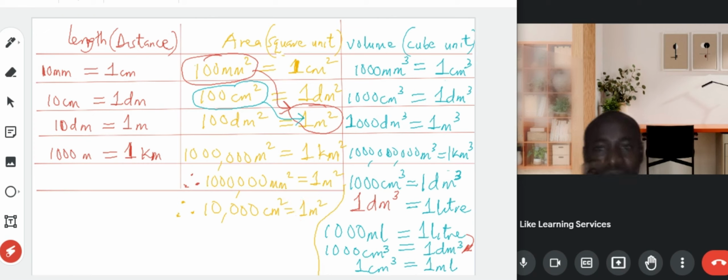So all of these conversion units can be applied in all the measurement questions and conversion rates. I think that's fine.